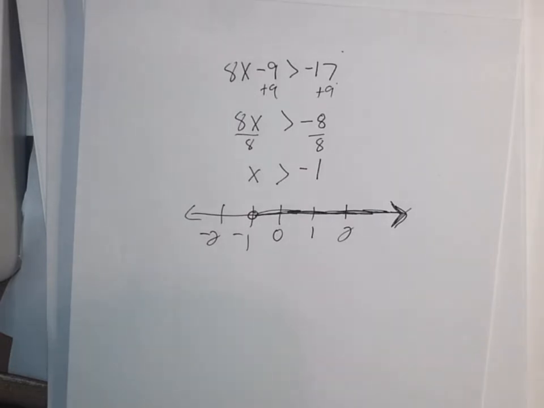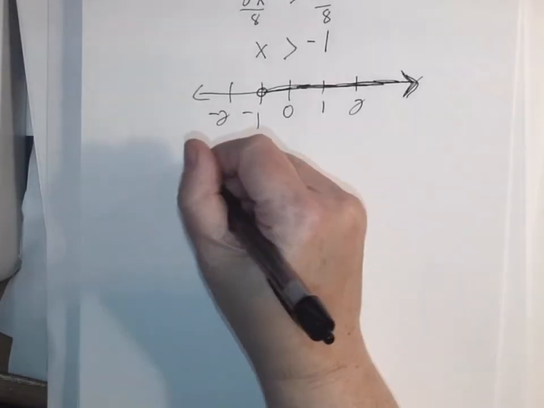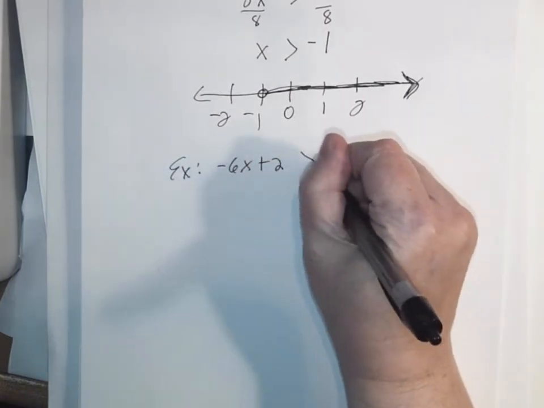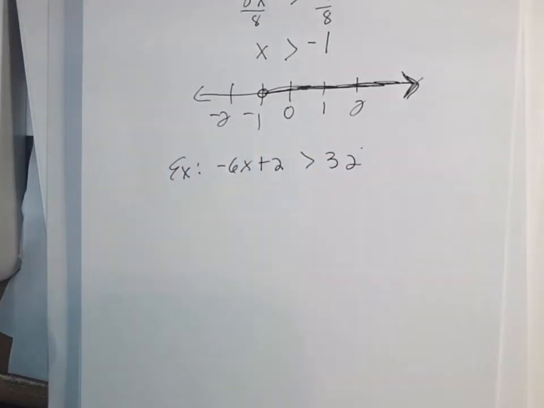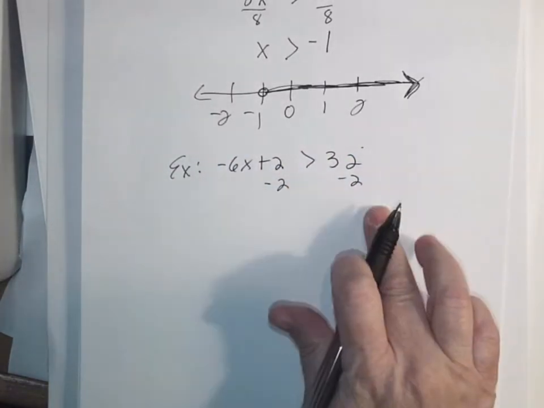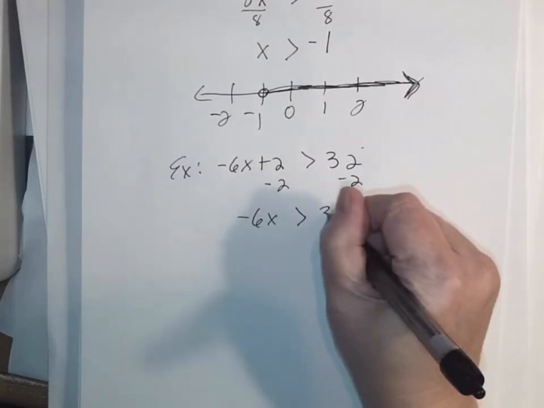Let's take a look at another one here. Let's take a look at this one. This one is looking at, as an example, negative 6x plus 2 is greater than 32. So I'm going to do exactly what I did, which is isolate the variable. So I'm going to minus 2 on both sides to get negative 6x is greater than 30.